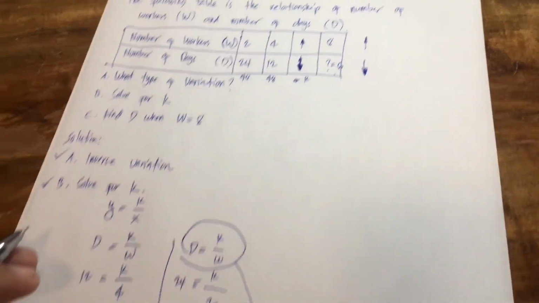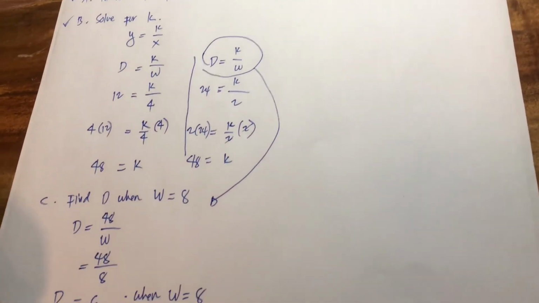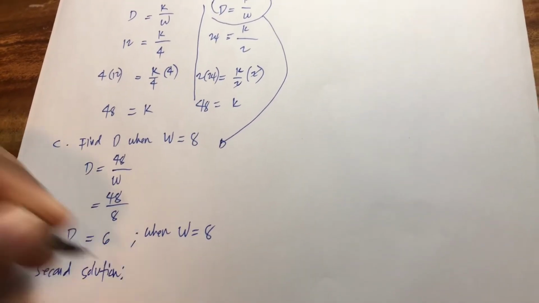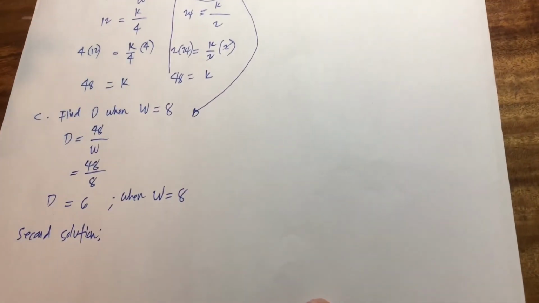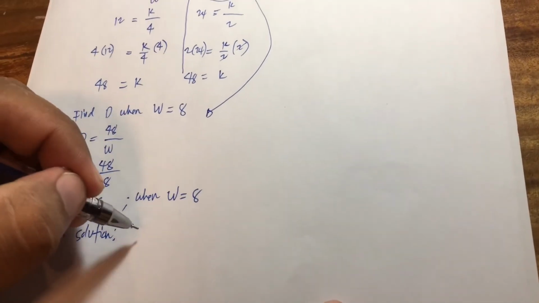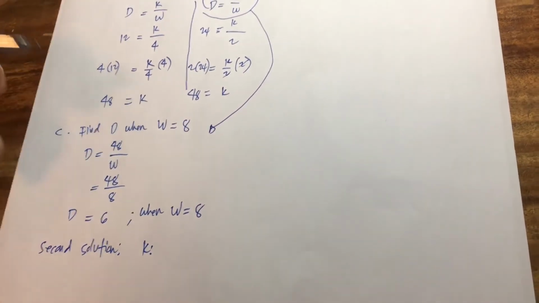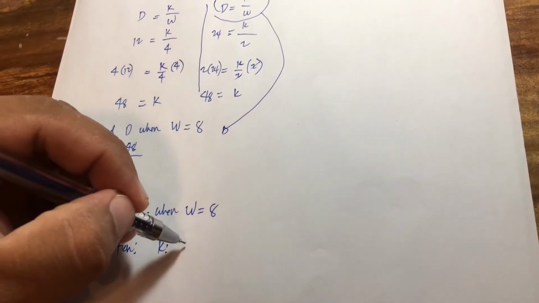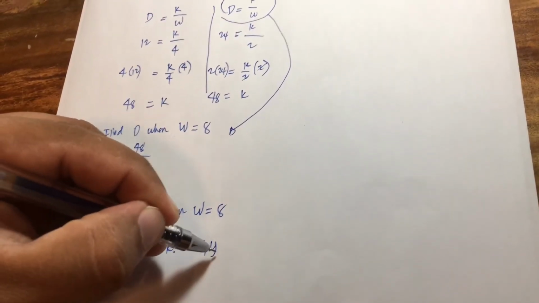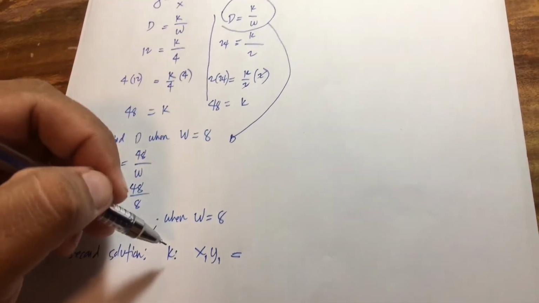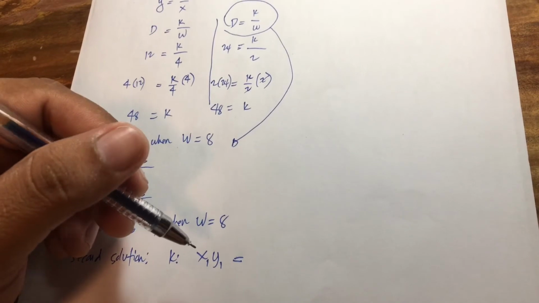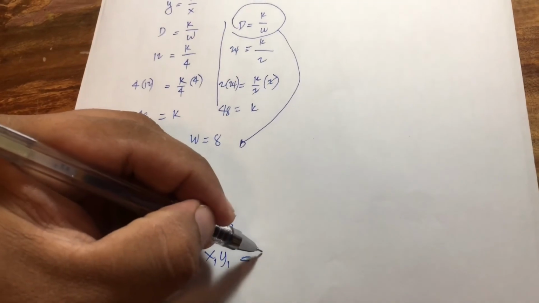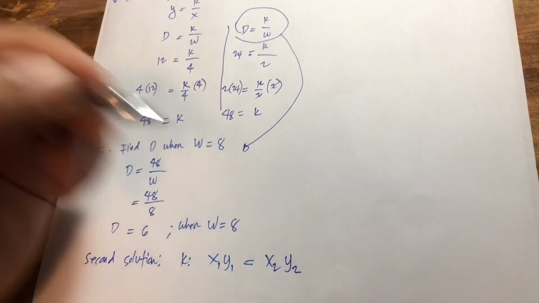Now, wow. We can have another solution, a second solution. As you can recall, we can relate x and y using the value of k. We can represent it in this way: x subscript 1 times y subscript 1 equals, since we have a constant of variation, the inverse variation can be presented as the product of the quantities. This is x subscript 2, y subscript 2.